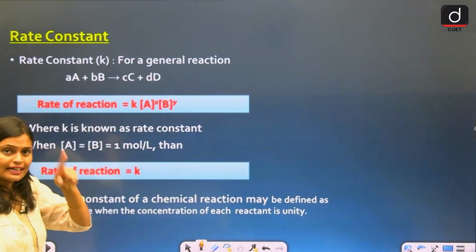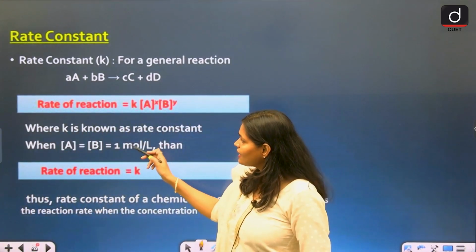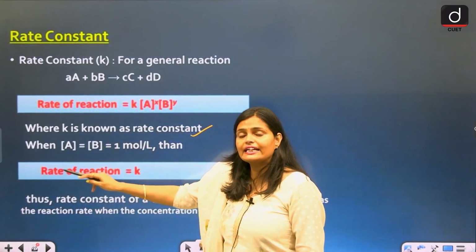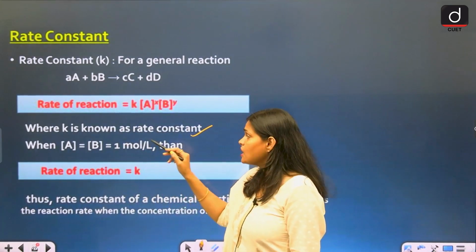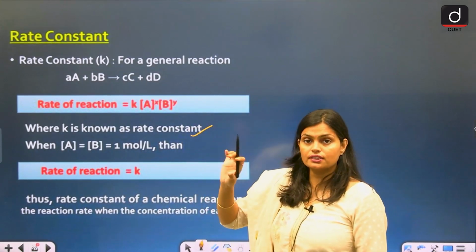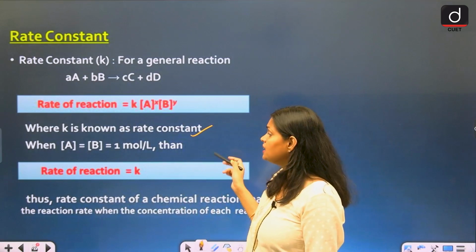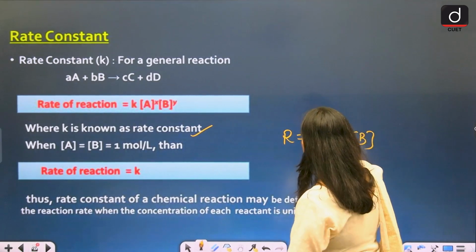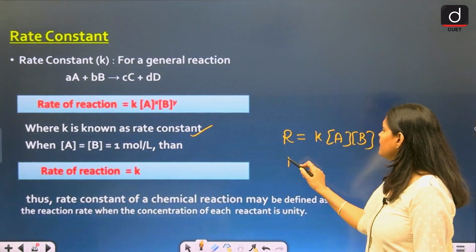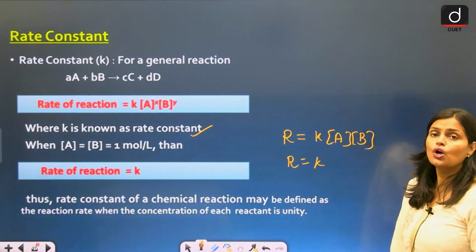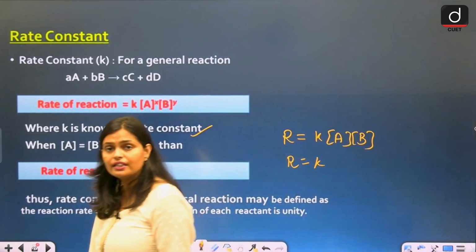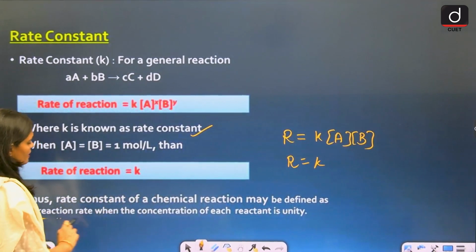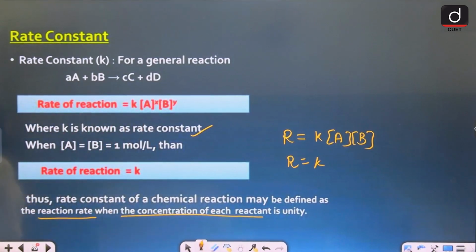Now what is the rate constant? That k is the rate constant. How do you define k actually? In the rate of reaction, k is known as the rate constant. When the concentration of reactant A and reactant B is 1 mole per liter, then the rate R is equal to k [A][B]. If these values are 1 mole per liter, then ultimately R becomes k only. The rate of reaction equals the rate constant. Thus, the rate constant of a chemical reaction is defined as the reaction rate when the concentration of each reactant is unity.